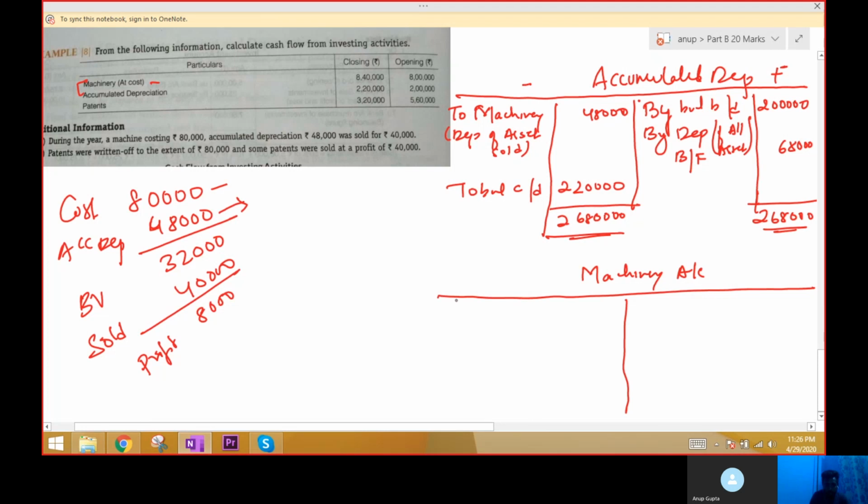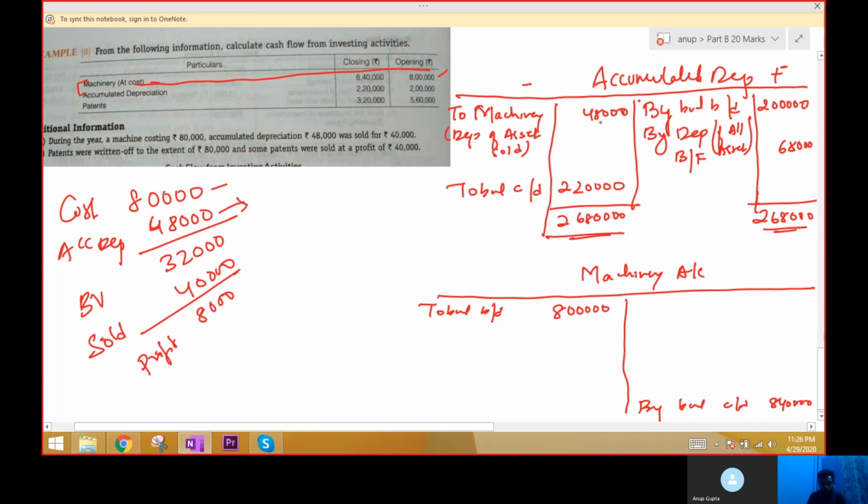Machinery is an asset, so it will always have a debit balance. To balance, by BD, the opening will be 8 lakh, and the closing will be by balance CD 8,40,000. Okay, fine. Now this is done.